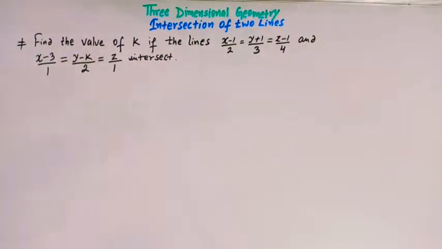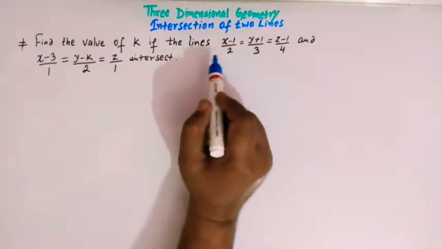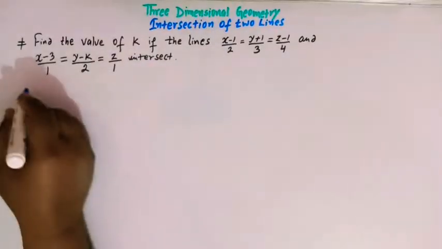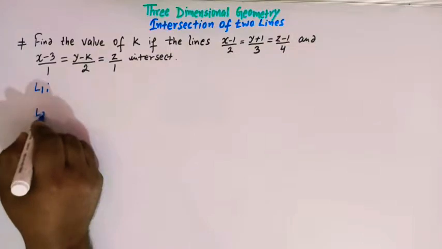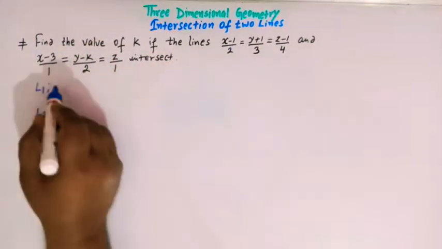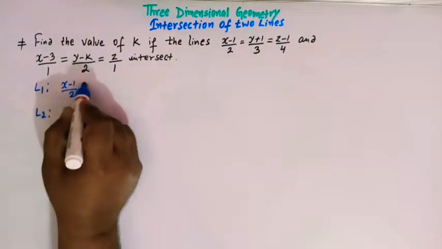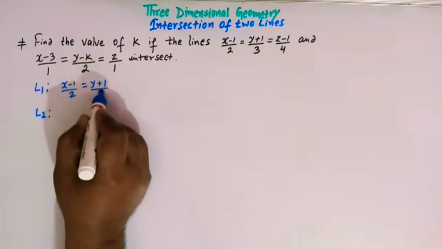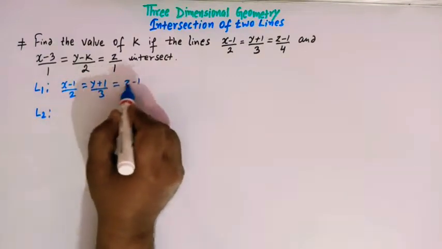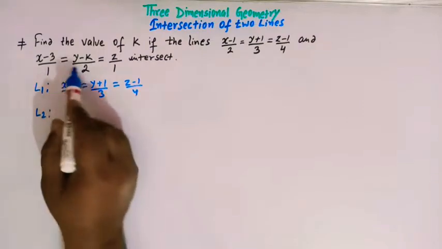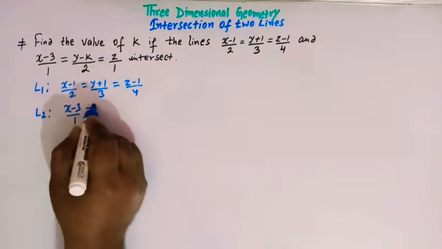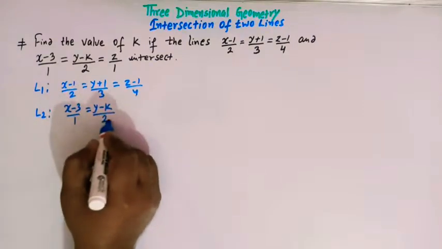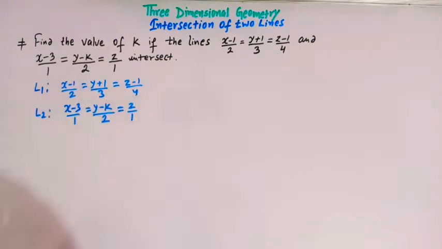So let us start. Now here we are given the equations of two lines. Let us represent the two lines by L1 and L2. So L1 is given by (x - 1)/2 = (y + 1)/3 = (z - 1)/4, and L2 is (x - 3)/1 = (y - k)/2 = z/1.